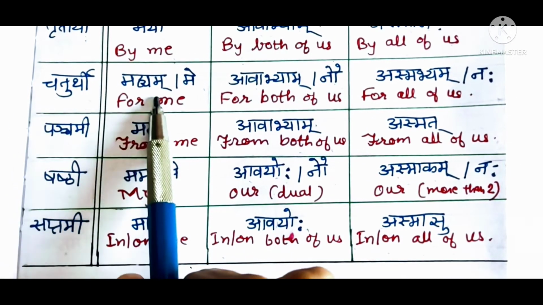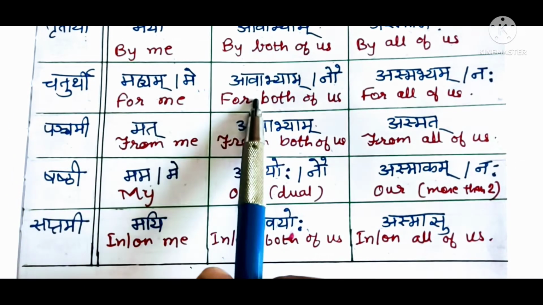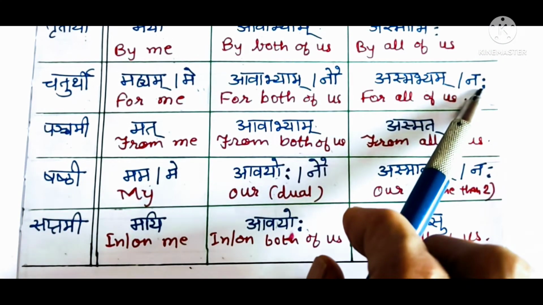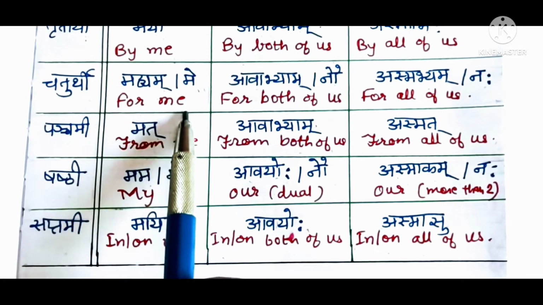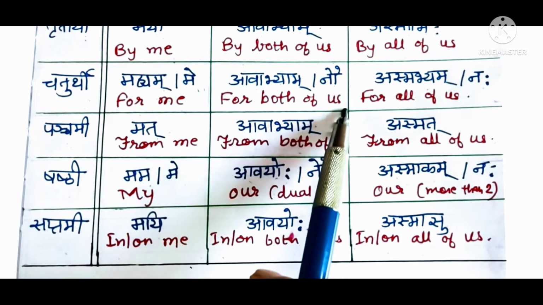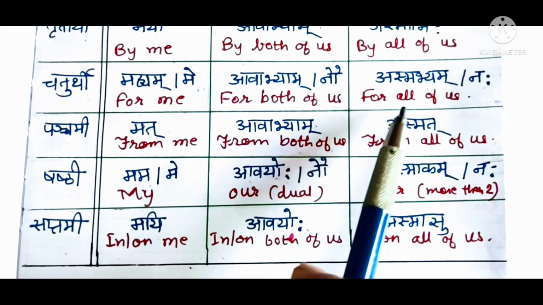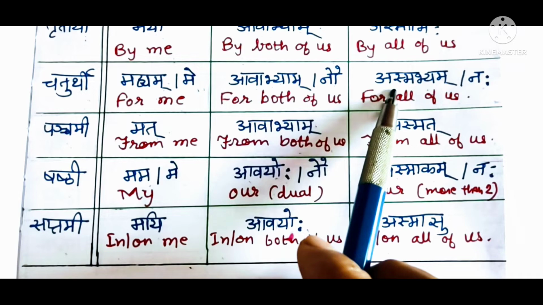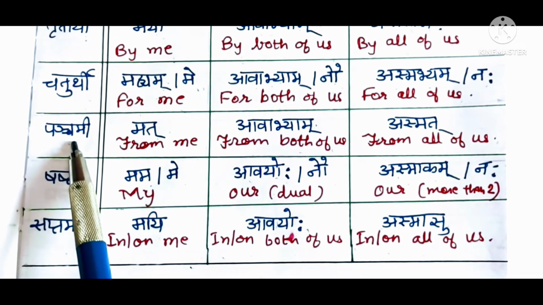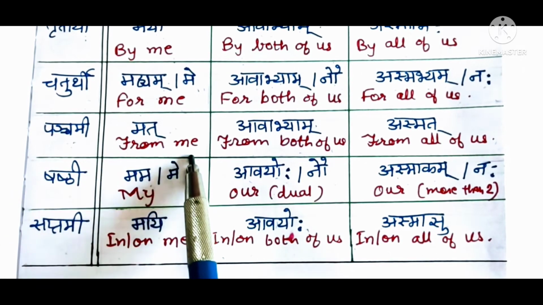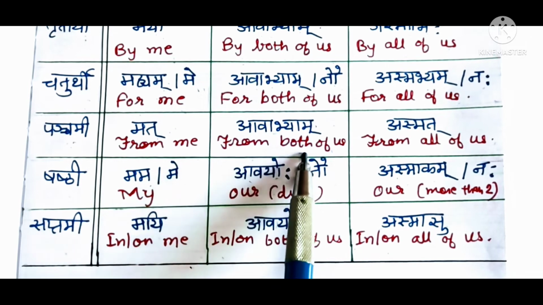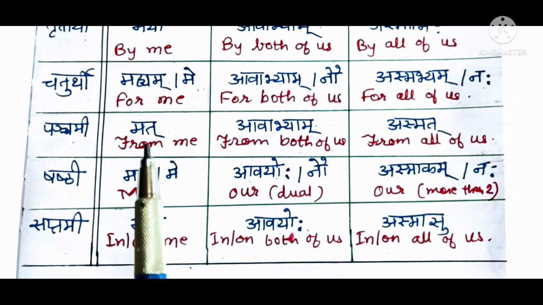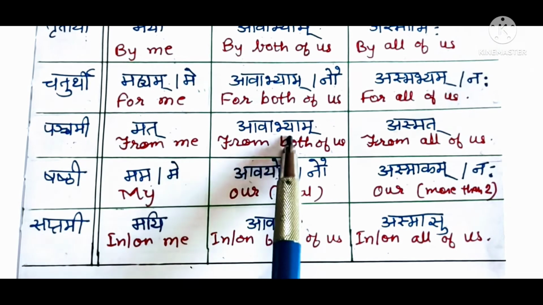Chaturthi Vibhakti mahyam athva me, avabhyam athva nau, and asmabhyam athva nah. Mahyam means for me, avabhyam means for both of us, and asmabhyam means for all of us. So Chaturthi Vibhakti is mahyam, avabhyam, asmabhyam. Panchami Vibhakti mat means from me, avabhyam means from both of us, and asmat means from all of us. So Panchami Vibhakti is mat, avabhyam, asmat.